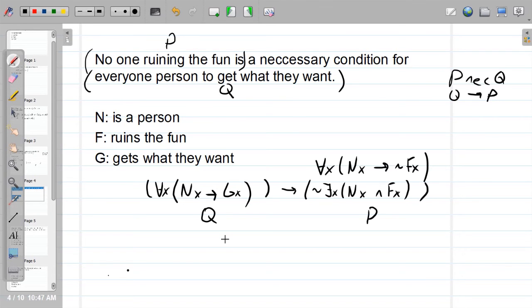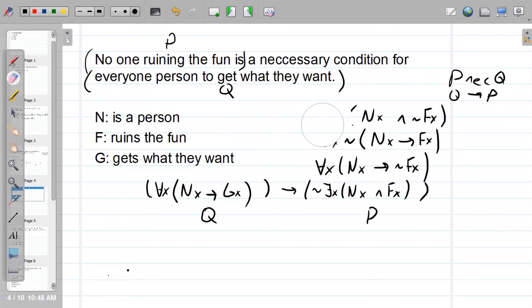Could you also do it that for all things x it is not the case that if you're a person, then you ruin the fun? I don't think that's exactly equivalent. Because that's the negation of a conditional, which is equivalent to nx and not fx, if I remember the negation of conditional rule right. So this is a conditional, this is a negation of a conditional, and that's equivalent to nx and not fx. So that's saying for all things x, they are people and they didn't ruin the fun. But it's not the case that all things are people. So that's why it's not equivalent.